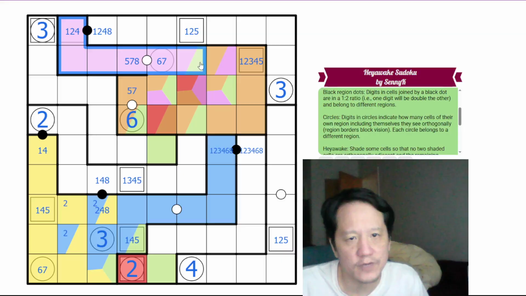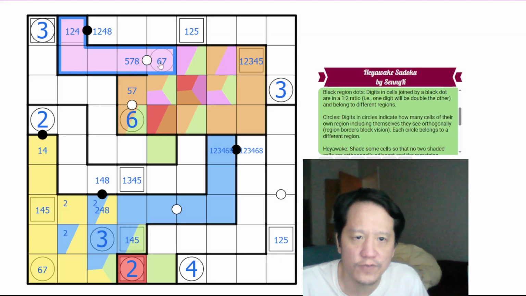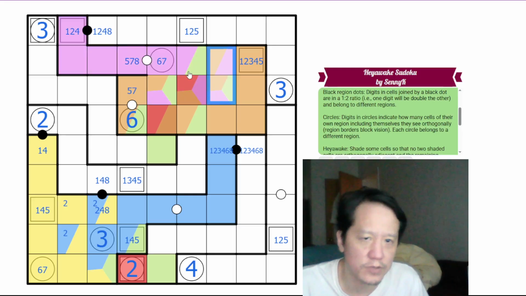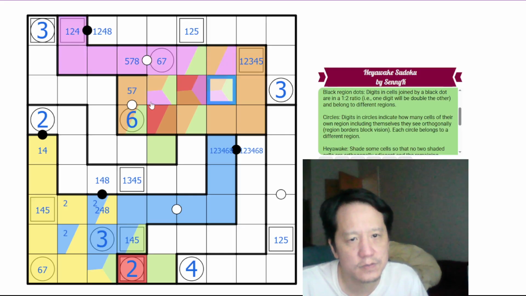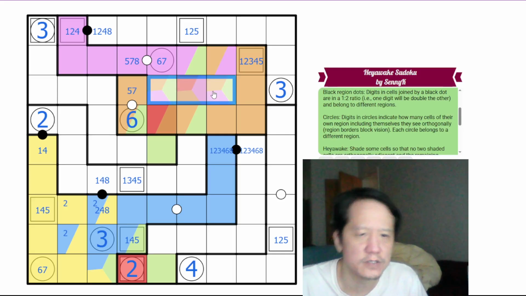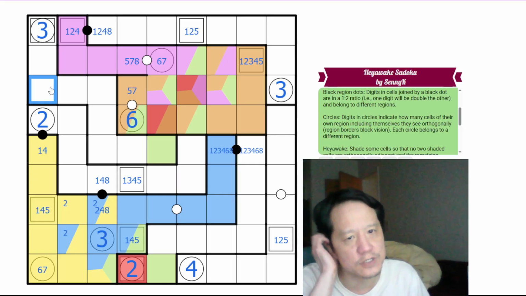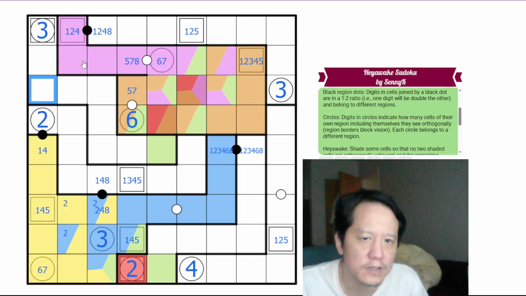It could see 7. Can it see 7? 1, 2, 3, 4, 5, 6, 7, 8. Yes. And then 9. Or one of those. We have to have two pinks here, at least. So then this has to actually have two shaded cells, right?